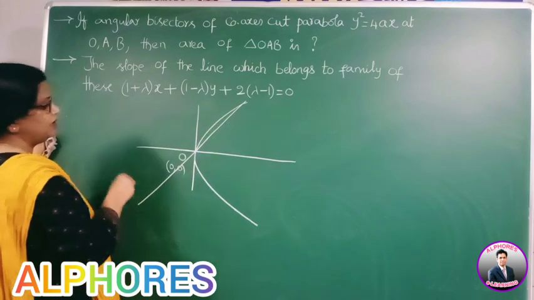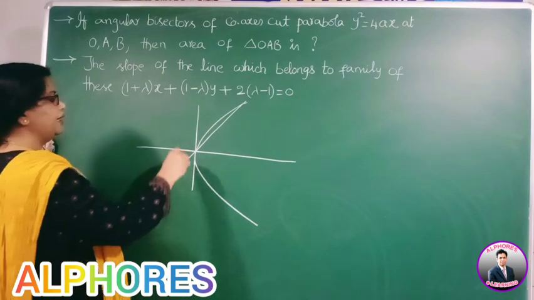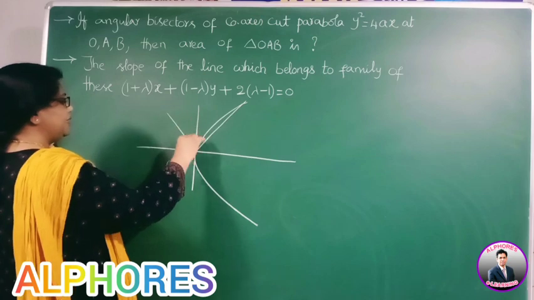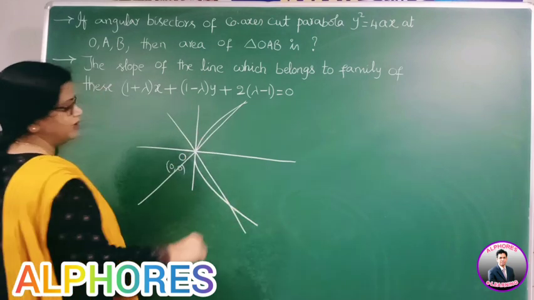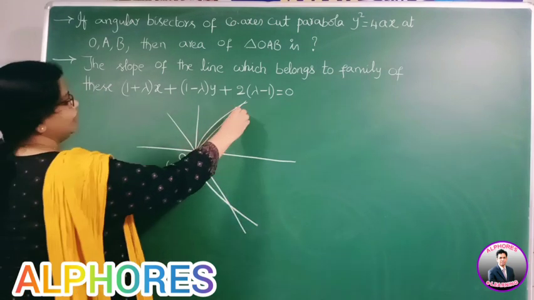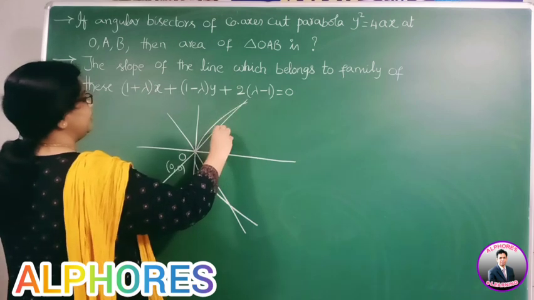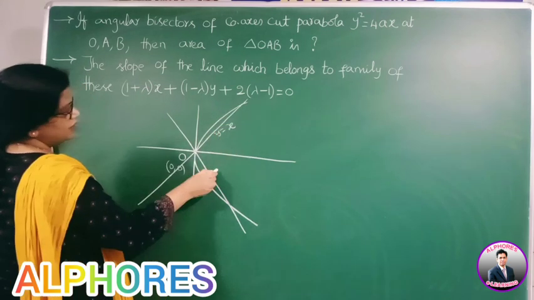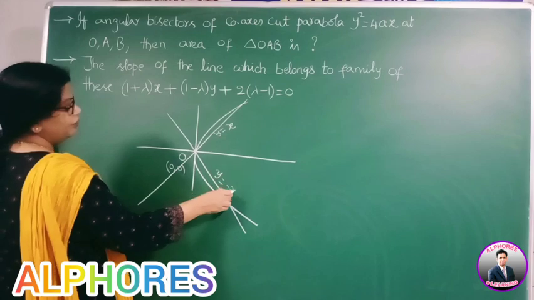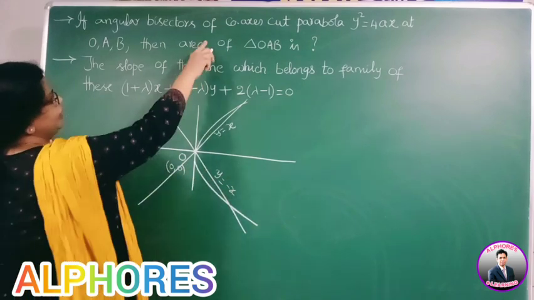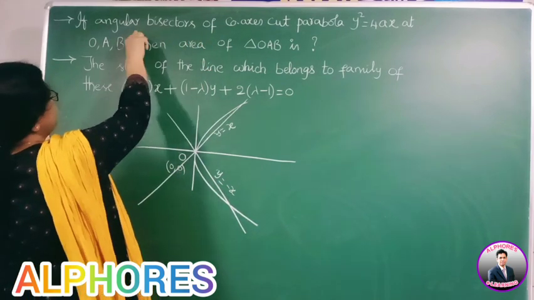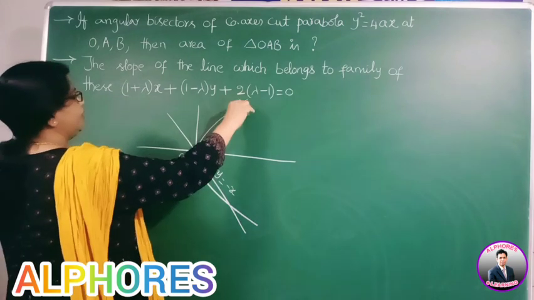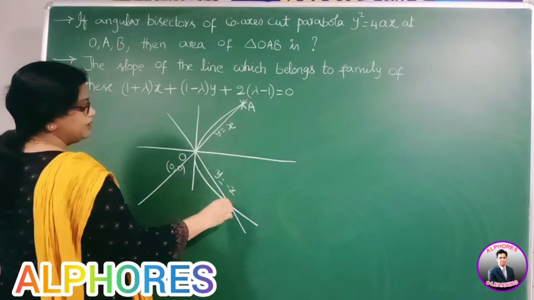So I am taking in this way the line y equal to x, and another line here, y equal to minus x. These are our angular bisectors. One line is y equal to x and another line is y equal to minus x. Now they said the parabola and these angular bisectors intersect at the points A and B. So this is A and B.